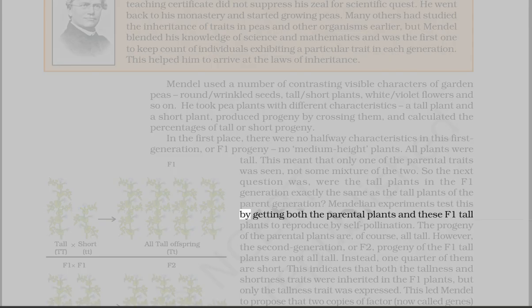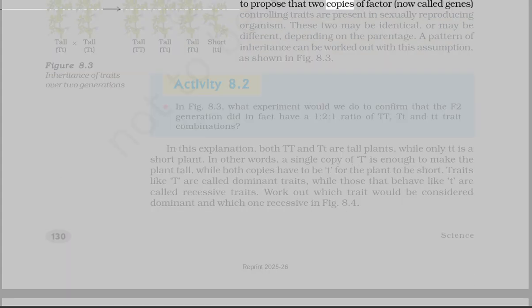Mendel's experiments test this by getting both the parental plants and these F1 tall plants to reproduce by self-pollination. The progeny of the parental plants are, of course, all tall. However, the second generation, or F2, progeny of the F1 tall plants are not all tall. Instead, 1/4 of them are short. This indicates that both the tallness and shortness traits were inherited in the F1 plants, but only the tallness trait was expressed. This led Mendel to propose that two copies of factors, now called genes, controlling traits are present in a sexually reproducing organism. These two may be identical, or may be different, depending on the parentage.